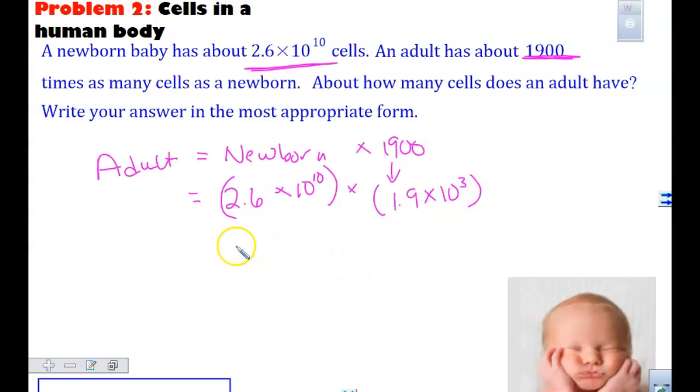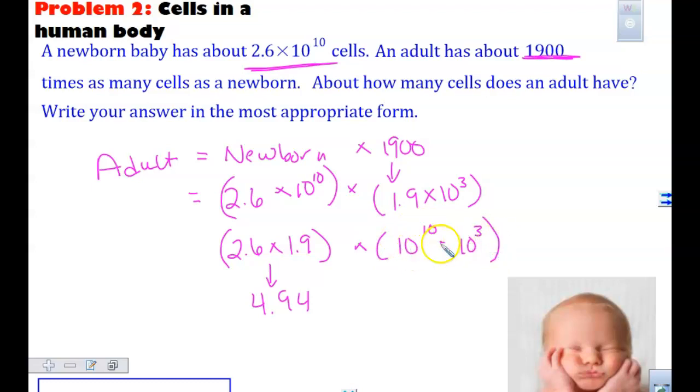So I'm going to be doing this multiplication. On my calculator, I'm going to take the 2.6 times 1.9. If we multiply those two together, I'm going to end up with how much? 4.94. Kira, we are also going to take our tens to the power. So I have 10 to the 10th times 10 to the third. What am I doing when I multiply with my exponents? Adding those. So, how many cells does an adult have? We would say 4.94 times 10 to the 13th.